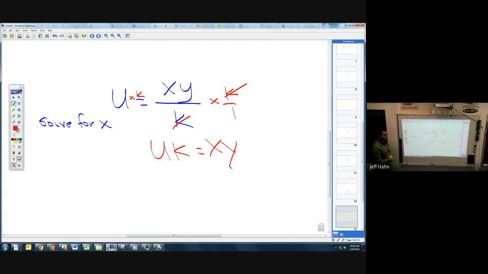Now, ladies and gentlemen, boys and girls, to solve for x, what has to happen here? London? To get this x by itself, this is x times y. How do I get rid of a times y? I divide by y. And I divide this by y. So x equals uk divided by y. Isn't that exciting? Yes. Who said that?